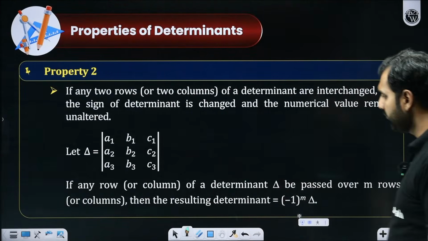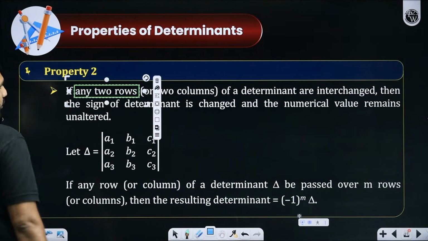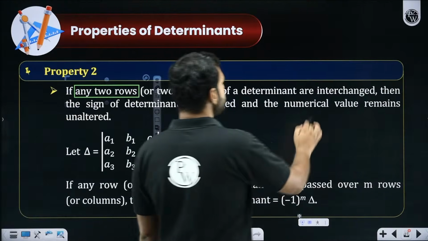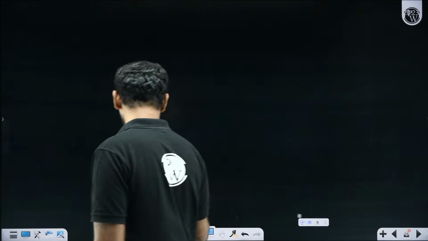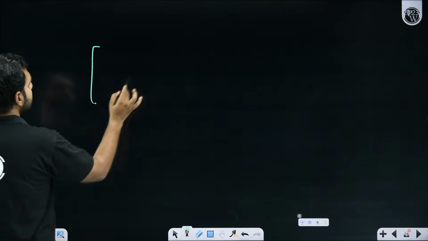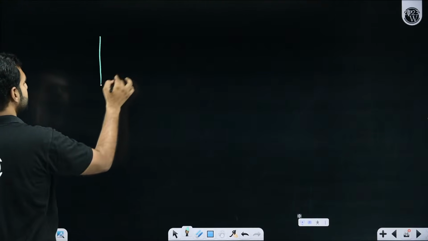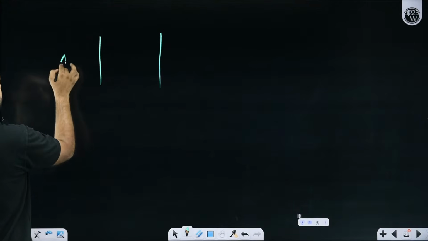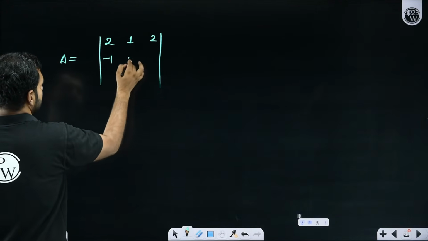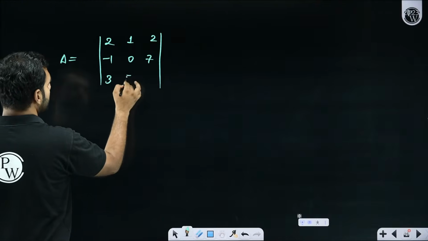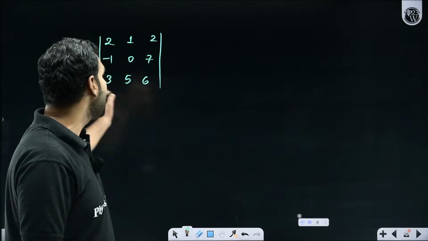Second property. The second property says, if you have any two rows or columns you have chosen and you are interchanging them. Sir, what is the meaning of that? I'll explain it. Pay attention to this part. Let's say this is a matrix, or I'll write a determinant only, why confuse you unnecessarily? So this is a determinant. Let's call it delta, which has 2, 1, 2, minus 1, 0, 7, 3, 5, 6. Right or not?